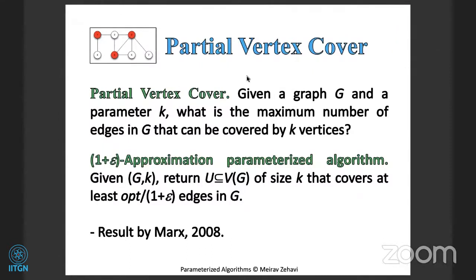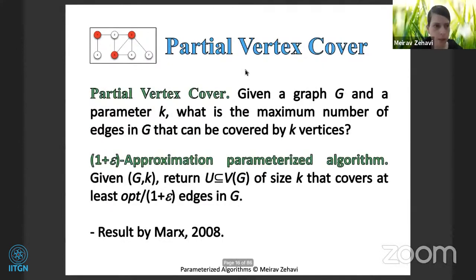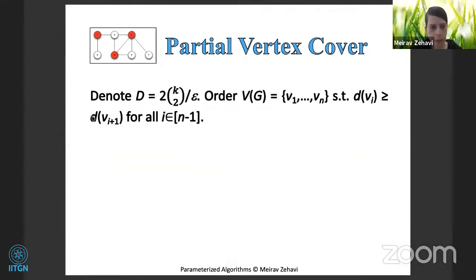Okay. So the result we will see is by Daniel Marx. So let's see what the algorithm is. Let's denote by D this number. Why this number? We will see later on in the analysis of the correctness of the approximation factor. For now, this is some number that depends on K and epsilon.